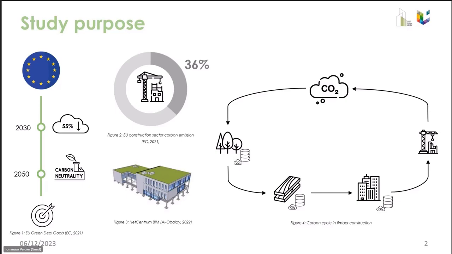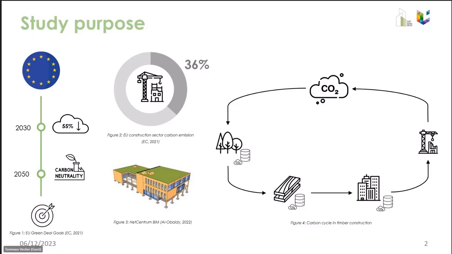We are all aware of the European goals of decreasing carbon emissions by 55% by 2030 and achieving carbon neutrality by 2050. And we, as the construction sector, are responsible for more than a third of this carbon emission. One of the most used solutions, and the reason why we're here today, is to shift from construction technologies with high carbon content, such as steel or concrete, to low carbon or negative carbon content technologies such as timber.